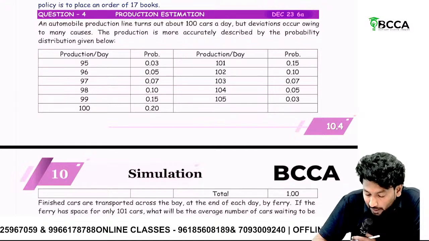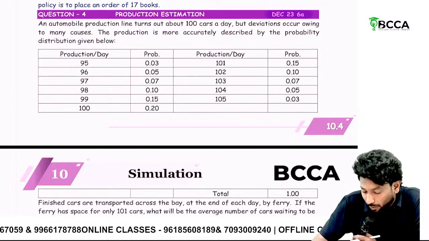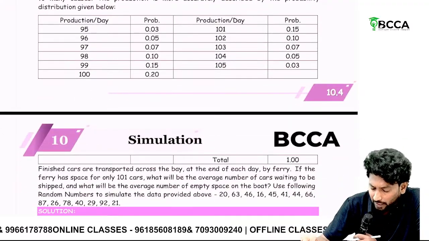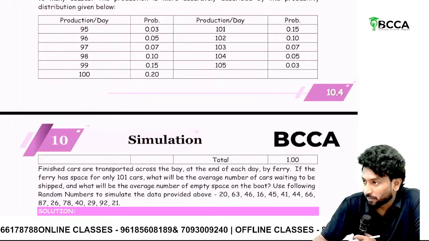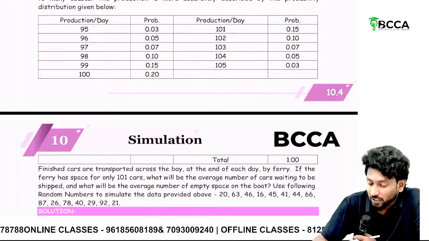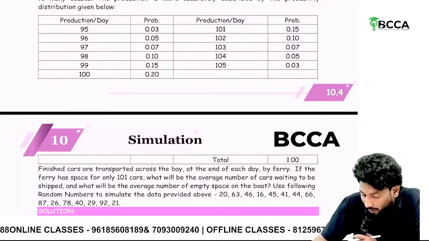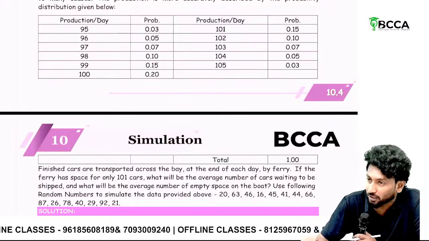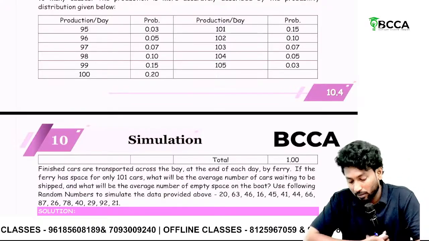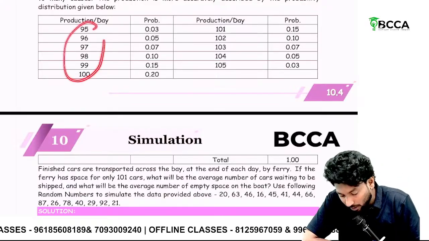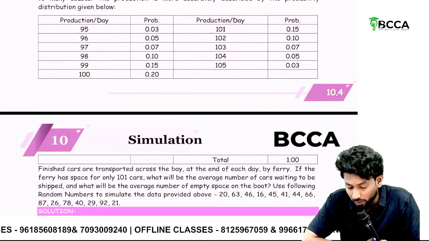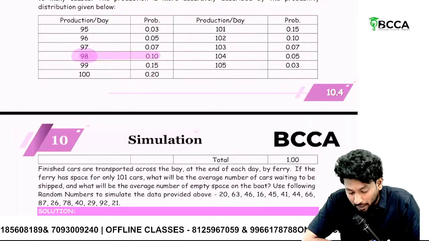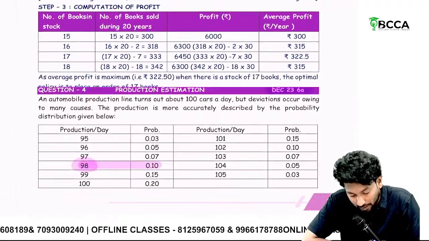The production is more accurately described by the probability distribution given below. The production per day: 95, 96, 97, 98, 99, 100, 101, 102, 103, 104, 105. These are the production numbers, and for each production number the respective probabilities are given. The probability of producing 95 cars is 0.03. The probability of producing 96 cars per day is 0.05. These are the number of production units per day, and these are the respective probabilities. The probability of producing 98 cars per day is 10%.